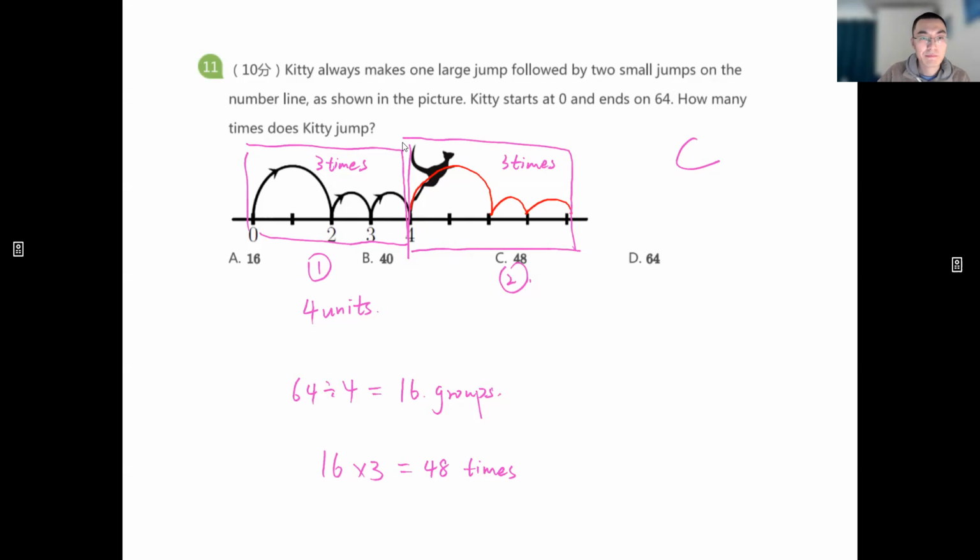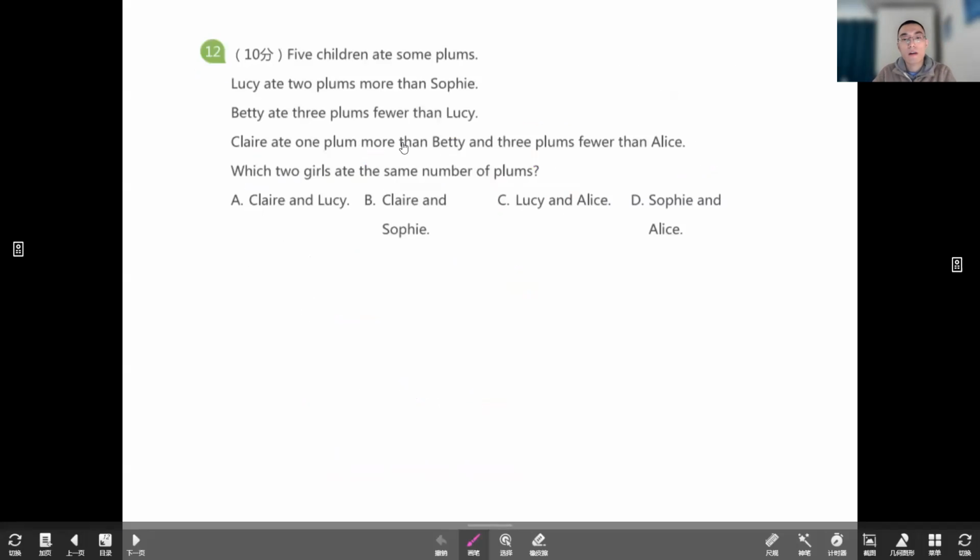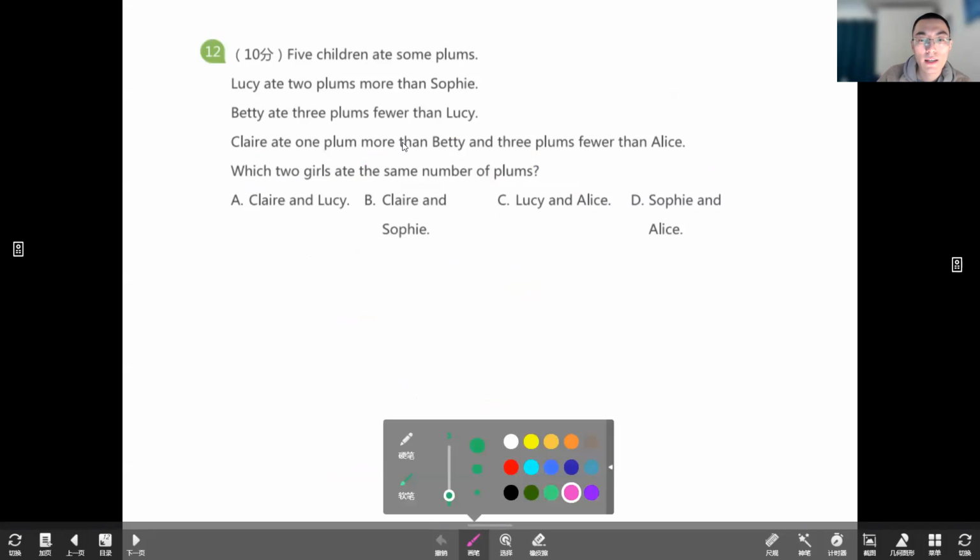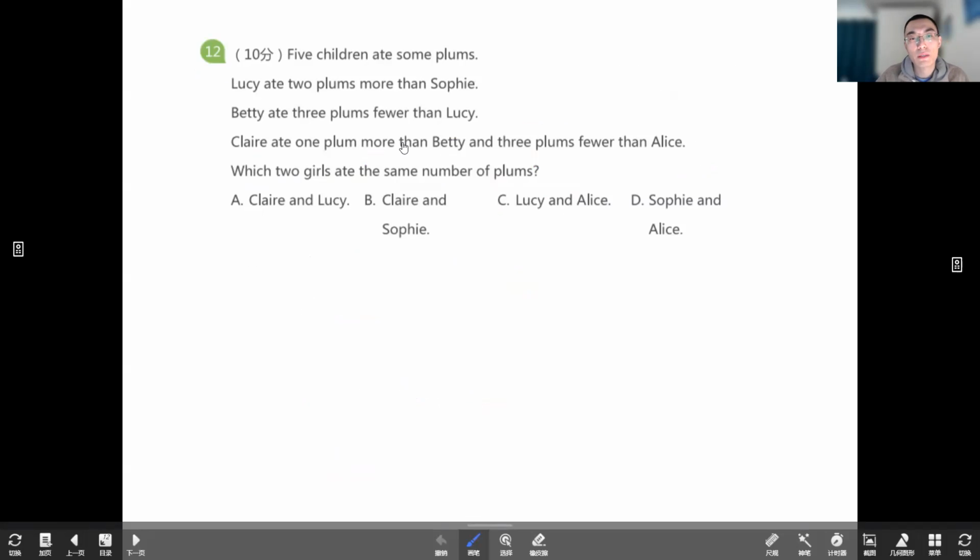Okay, let's keep going to question number 12. So 5 children ate some plums. Lucy ate 2 plums more than Sophie. Betty ate 3 plums fewer than Lucy. Claire ate 1 plum more than Betty and 3 plums fewer than Alice. The question is, which 2 girls ate the same number of plums?